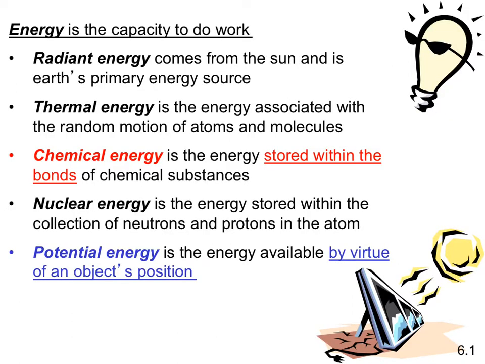So, as we know, energy is the capacity of something to do work. So there's different types of energy. A few that you should be familiar with are, for instance, radiant energy. That's energy that comes from the sun. It's the Earth's primary source of energy. It helps plants grow. We're able to harness that energy with solar cells, things of that sort.